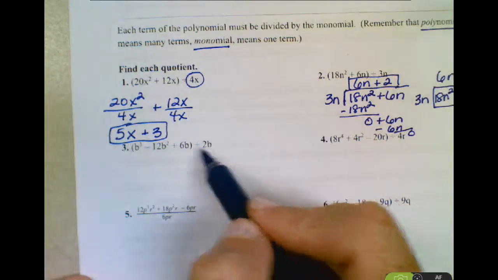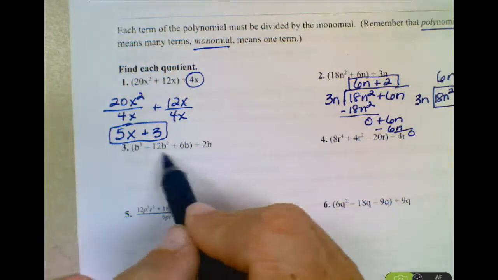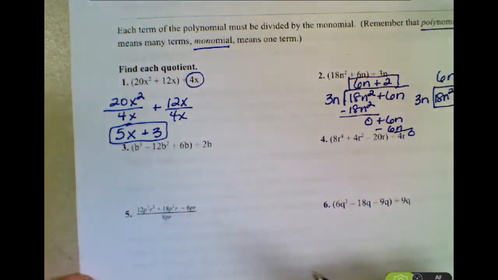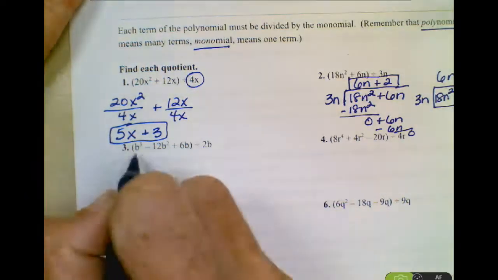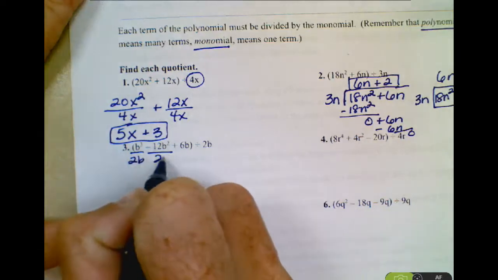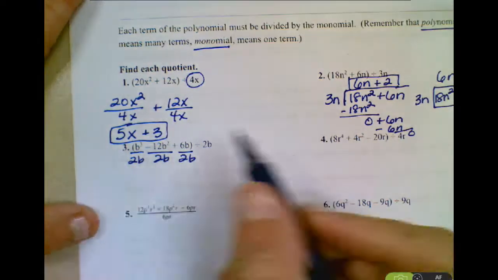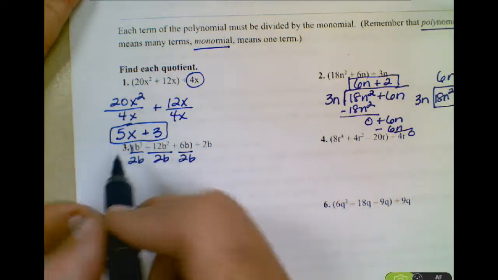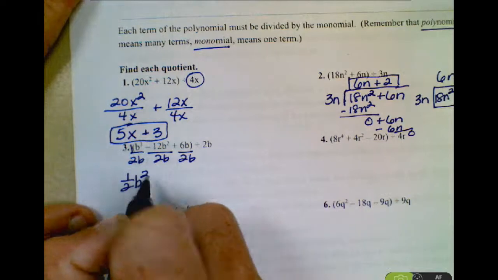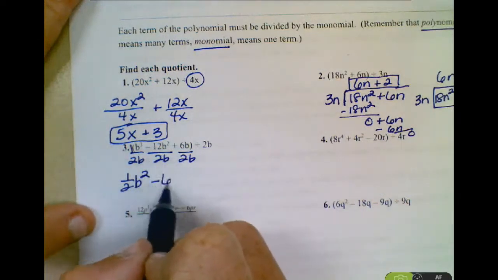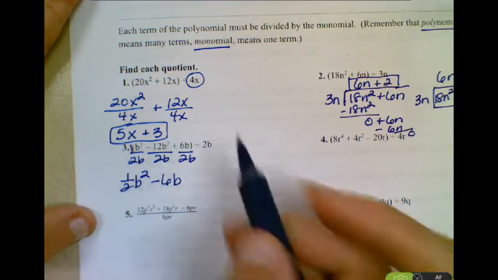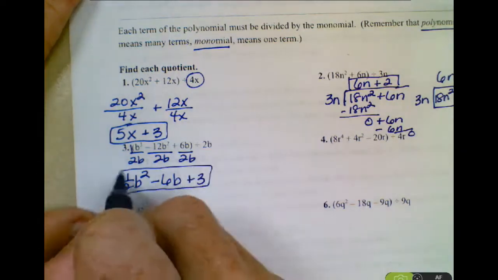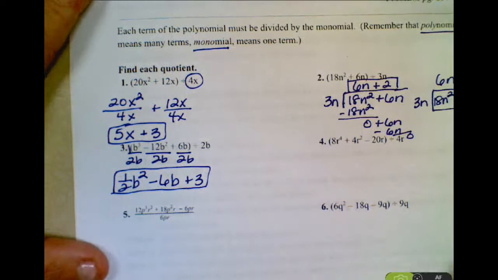I'd like you to recognize also that a problem such as this can also be written in fraction form because we know that the line in a fraction means divided by. So you're essentially dividing everything by that 2b. Okay? So this is like a 1. 1b cubed divided by 2b would be 1/2 b squared. Negative 12 divided by 2 is negative 6. B squared divided by b is b. 6 divided by 2 is 3, and b divided by b is just 1. So our answer is 1/2 b squared minus 6b plus 3.